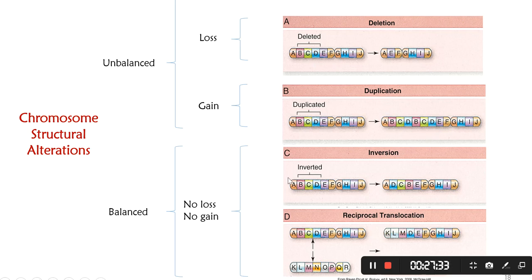Now balanced is when this happens. You can see over here, instead of B coming here, it went and attached itself here, and the D from there came here. You can see the D is coming here and the B is going in its place, so they exchange places. No loss, no gain.